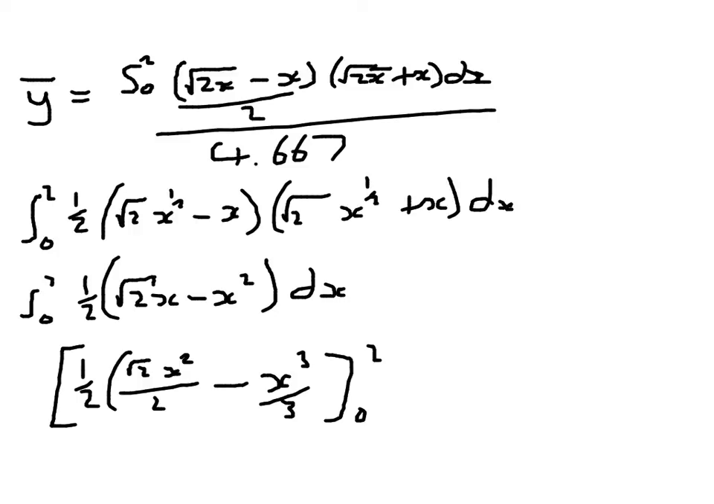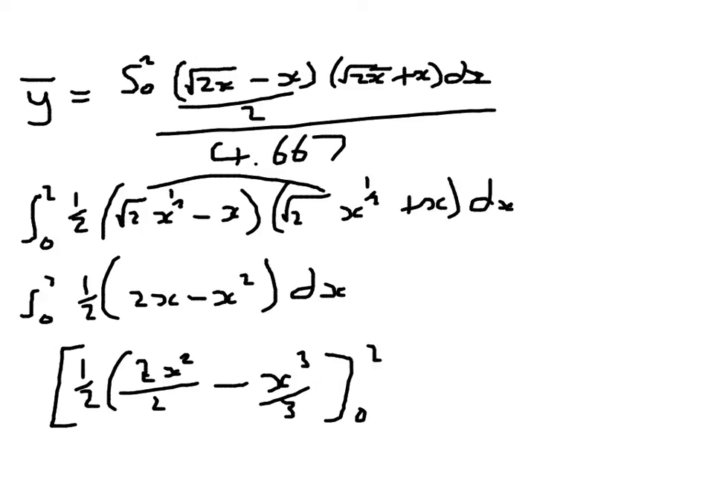I do need to make a small correction. When I multiplied root 2x to the half and root 2x to the half just here, I should have got x, but root 2 times root 2 just comes out as 2. So that root there and that root there should go. Apologies about that.